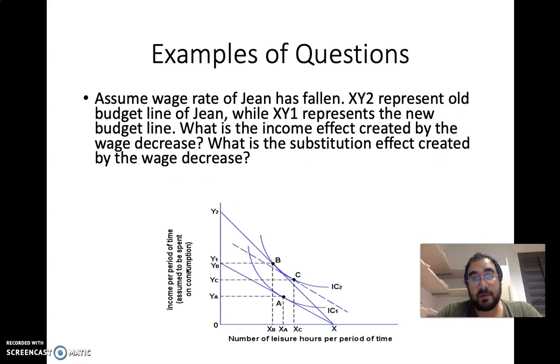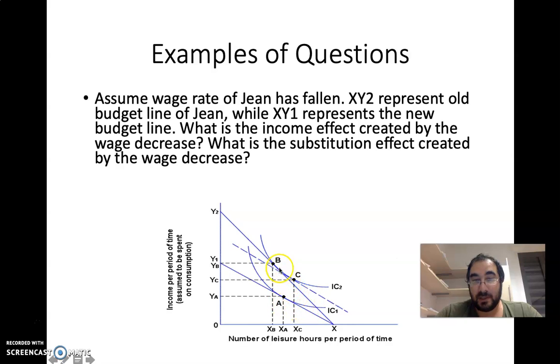Assume the wage rate of Gene has fallen. XY represents the old budget line of Gene, this one, and XY1 represents the new budget line of Gene. What is the income effect created by the wage decrease? What is the substitution effect created by the wage decrease?